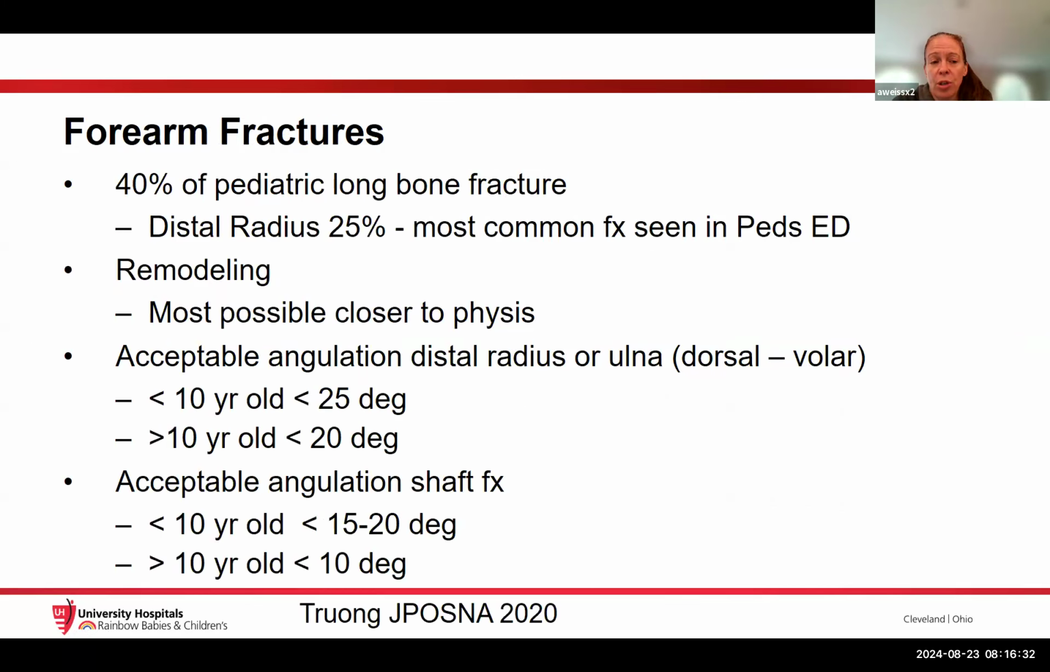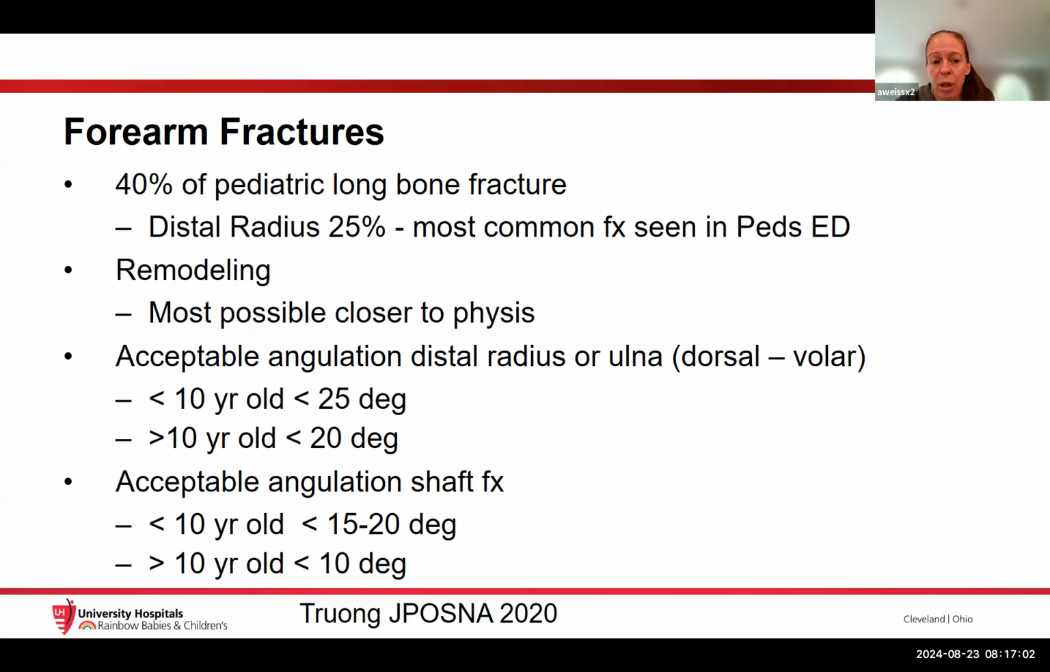So forearm fractures are a huge portion of pediatric long bone fractures, about 40%. Distal radius is the most common that we've seen based on ER records. The closer the fracture is to the physis, the more likely it is to remodel. In the literature, this is the accepted angulation that typically we can treat without reducing. If they're less than 10 years old, as long as it's less than 25 degrees, you're good. If they're more than 10 years old, it's usually about 20 degrees.